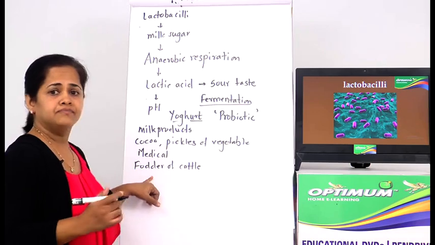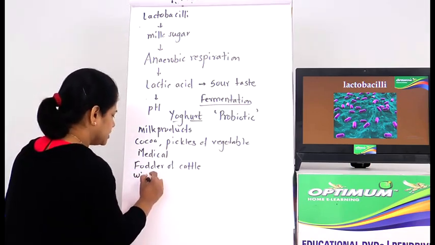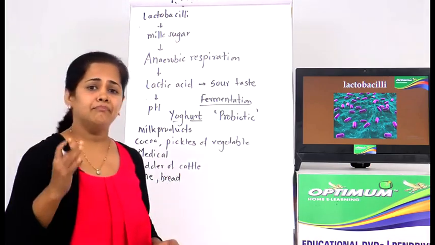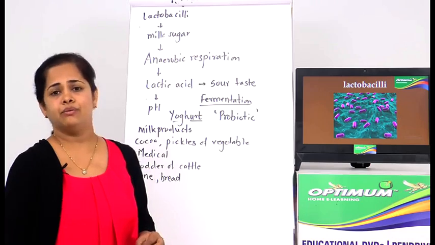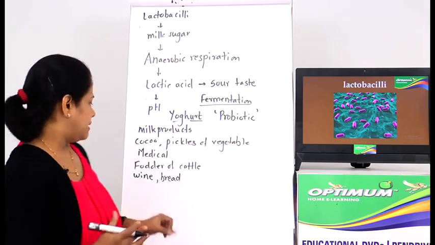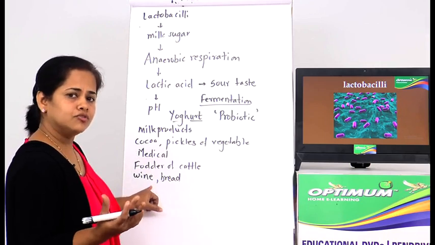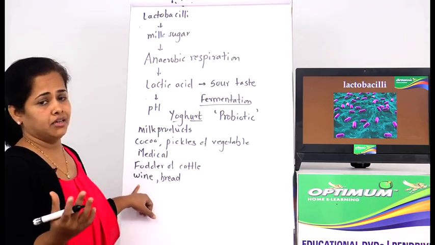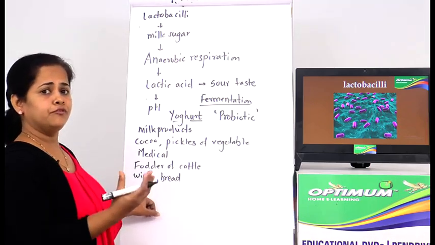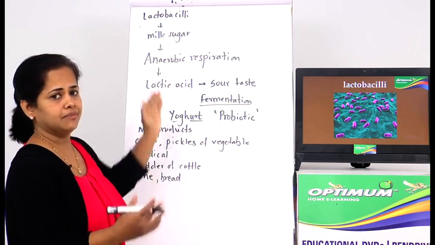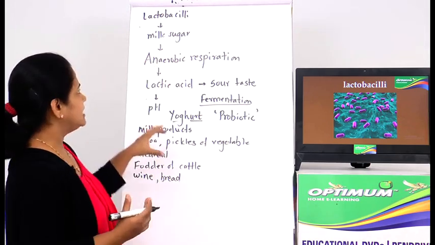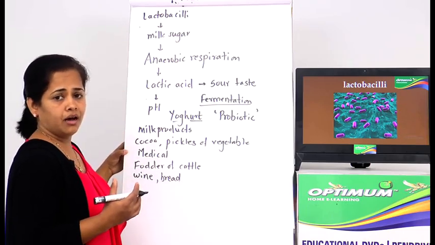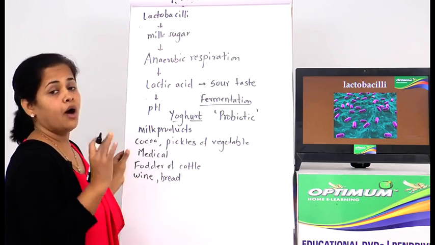So fodder for cattle, and sometimes it is used in wine and bread making. In bread making, lactobacillus is not the major microorganism, but there is one more that we are going to study afterwards. But some types of breads are made with lactobacillus, and wine too, because you know that the basic process for wine is fermentation. So any fruit wine when you make, you take the fruit, you inoculate it with the microorganism and you ferment it. Okay, so what we have studied until now is features of lactobacillus, uses of lactobacillus, and action, how it actually works.